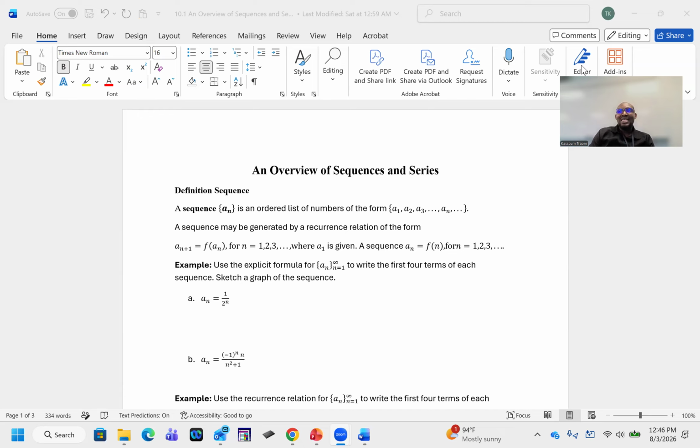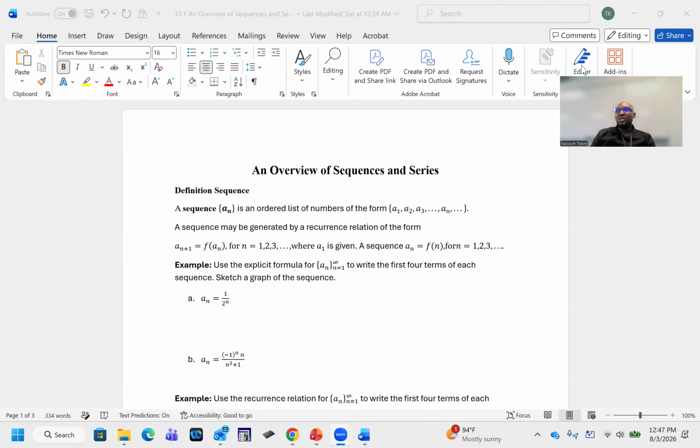A sequence is an ordered list of numbers A1, A2, A3, and so on, while an infinite series is a sum of those numbers. So A1 plus A2 plus A3. So you see, a sequence is the list of ordered numbers. An infinite series is the sum of those numbers.